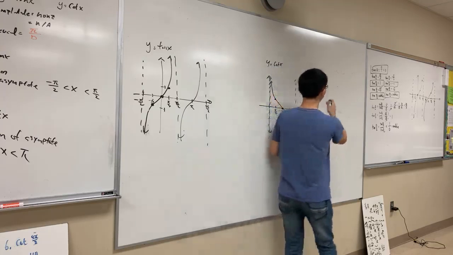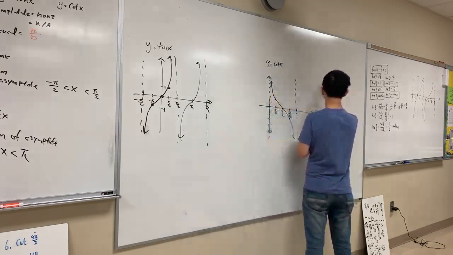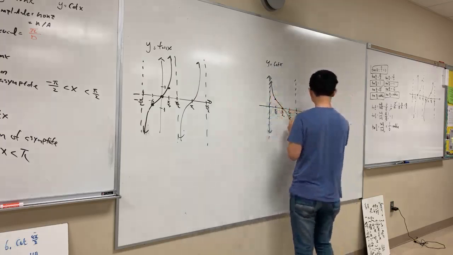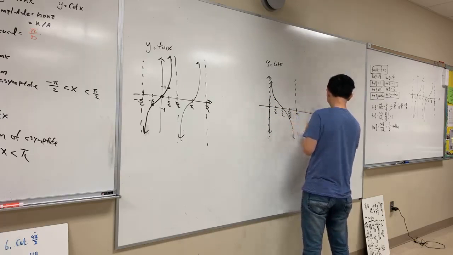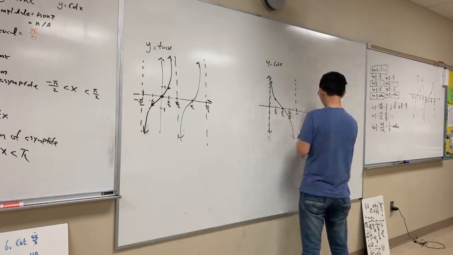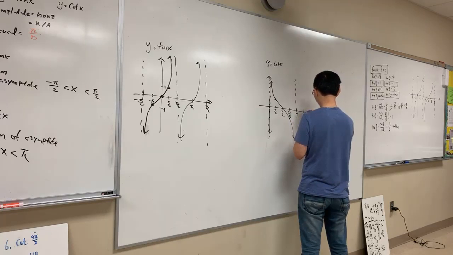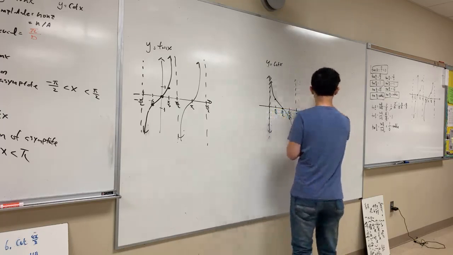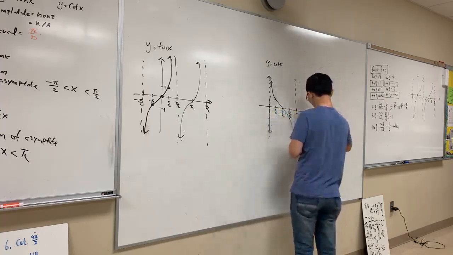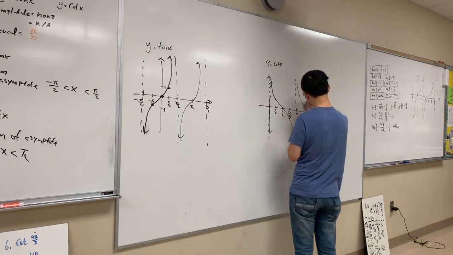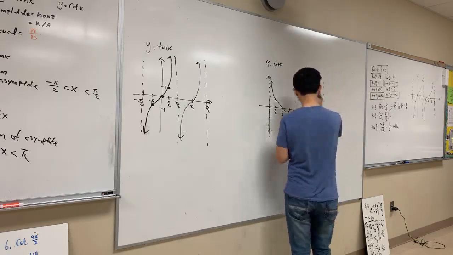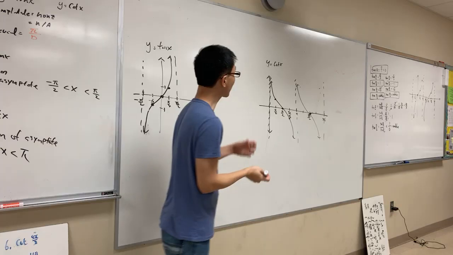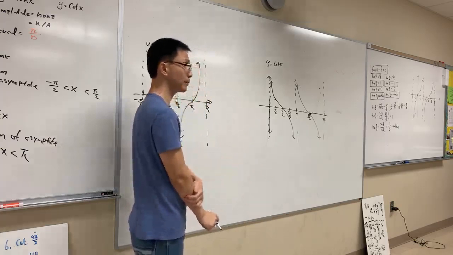So therefore, this one is between 0 to pi, and the next one is going to be what? To 2 pi. And this one is 3 pi over 2, and pretty much your graph is going to look like this. Not bad. Okay, so this becomes the cotangent graph.